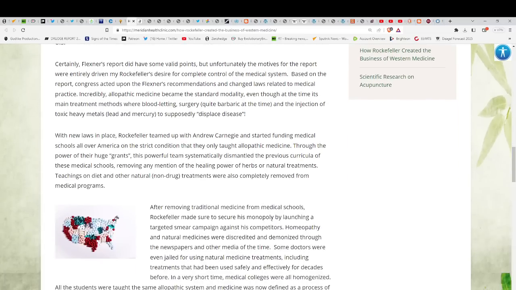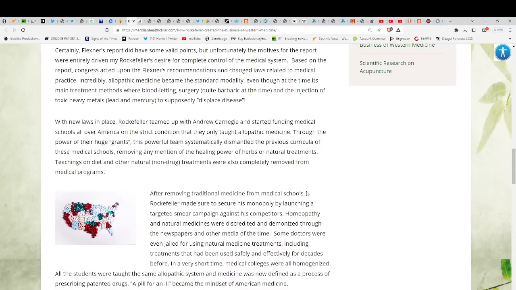With new laws in place, Rockefeller teamed up with Andrew Carnegie and started funding medical schools all over America on the strict condition that they only taught allopathic medicine. Through the power of their huge grants, this powerful team systemically dismantled the previous curricula of these medical schools, removing any mention of the healing power of herbs or natural treatments. Teachings on diet and other natural non-drug treatments were also completely removed from medical programs.